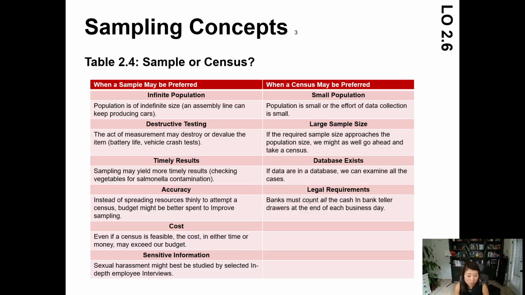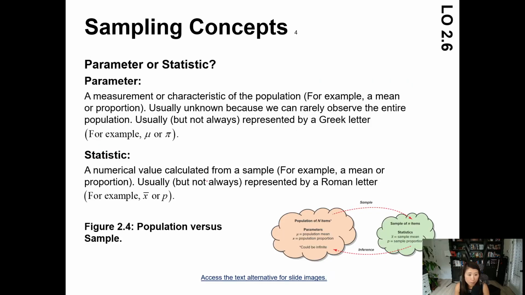So the banks must count all the cash in bank teller drawers at the end of each business day. So for some legal requirement, the data you recorded become the population data, and then you just go ahead and use it directly.